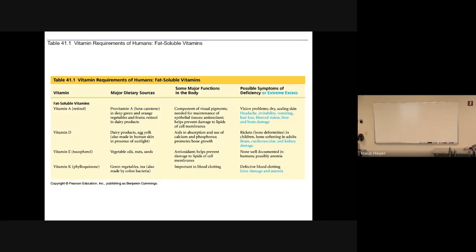Keep in mind, what it's really doing is that vitamin D is related to calcium. Vitamin D helps you absorb calcium. The more D you have, the more calcium you have in your body. So they're always together. So D for bones, E, antioxidant. Just like vitamin C, vitamin E is an antioxidant.